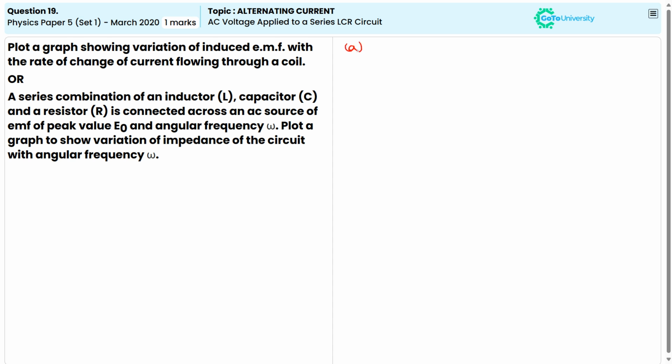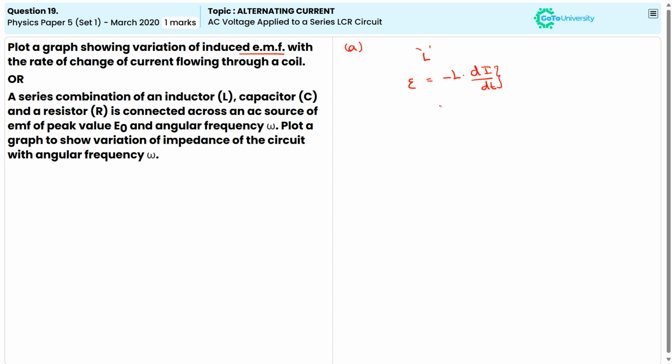So here the question is, plot a graph showing variation of induced EMF with the rate of change of current flowing through a coil. So we know that for a coil with an inductance L, the induced EMF epsilon is equal to minus L into di by dt. Here L is the inductance and di by dt is the rate of change of current.